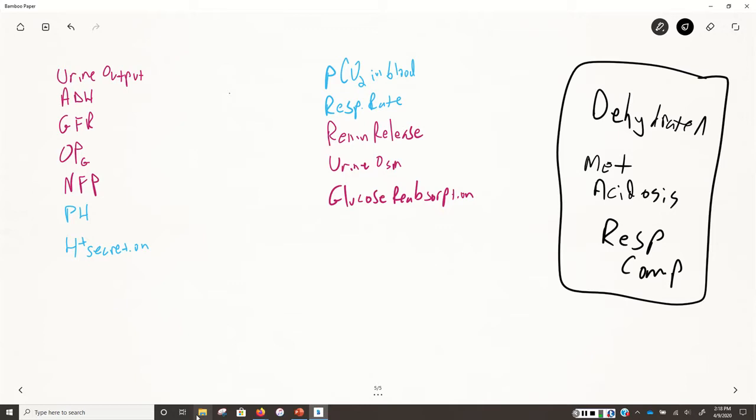So let's look at these blue items. And again, I'm not necessarily going to answer them all in order. I'm just going to answer all the blue stuff first. So I've got pH, H plus secretion, PCO2 in blood, and respiratory rate. The first one that I'm going to answer is pH, because that comes directly from his condition, metabolic acidosis. What does that mean? Acidosis means that his pH is down. So his pH would be decreased.